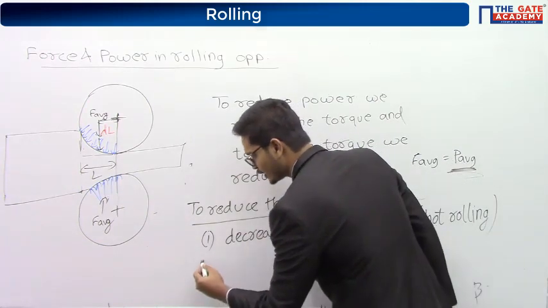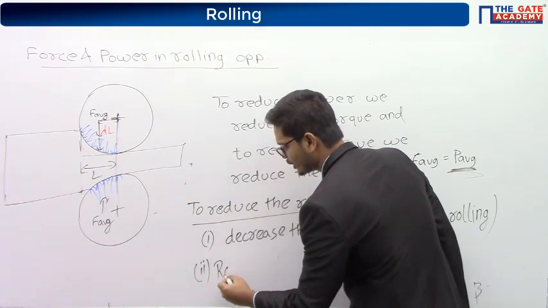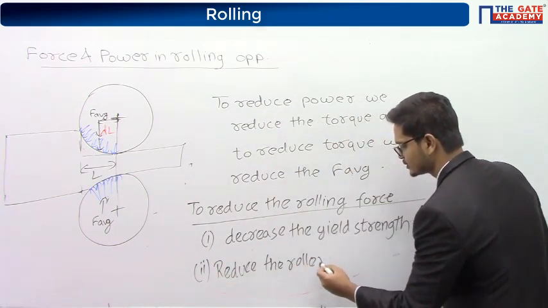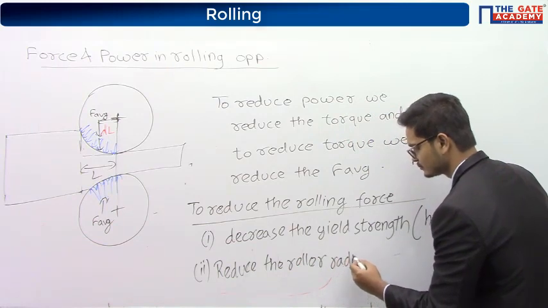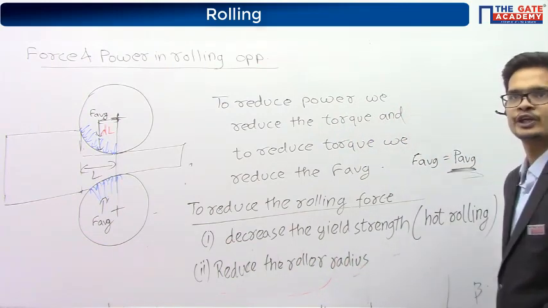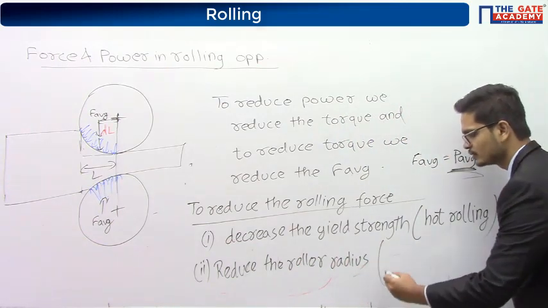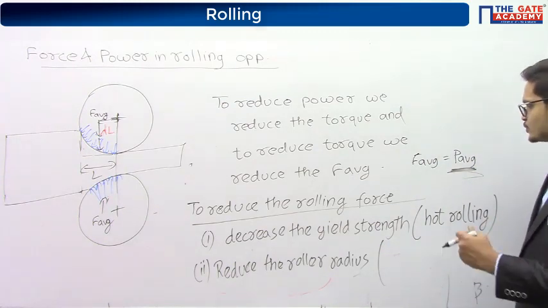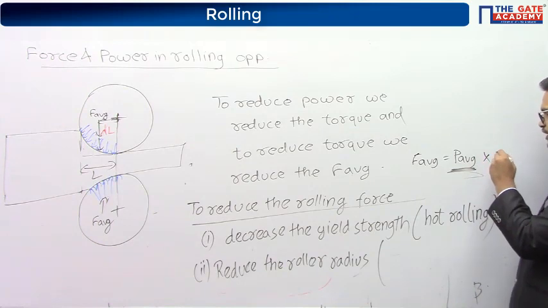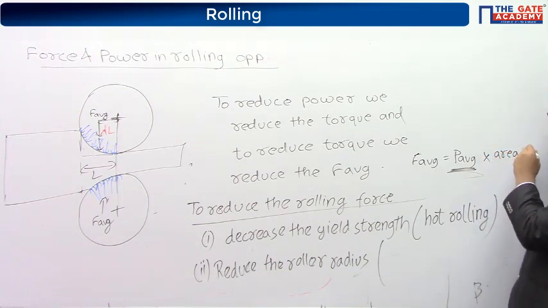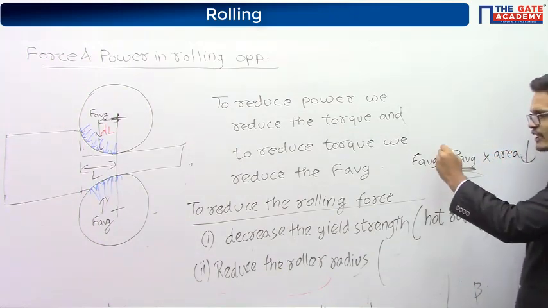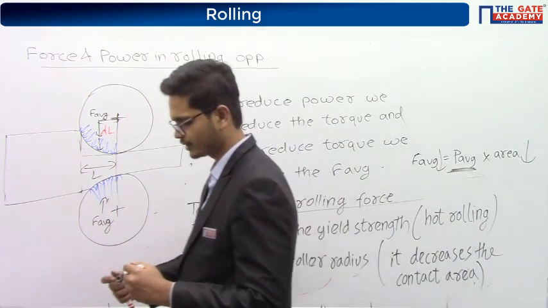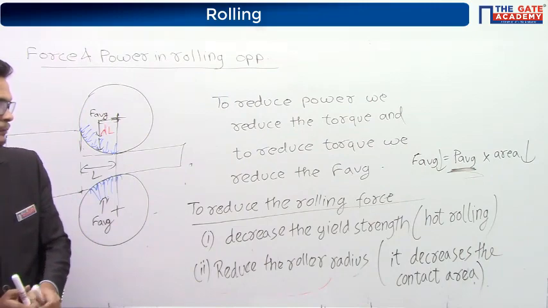The second point is reduce the roller radius. What happens when you reduce the roller radius? The contact area will reduce. So area will decrease, F average will decrease. It decreases the contact area. But there is a problem.